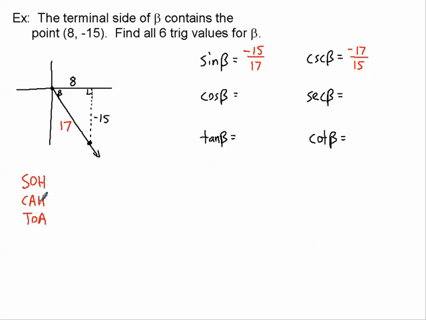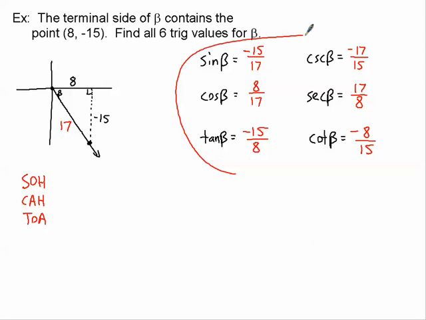Let's go to the CAH. CAH is cosine. That's adjacent over hypotenuse. That would be 8 divided by 17. And of course, the reciprocal of that is 17 divided by 8. And finally, my last one, my TOA. Again, I'm standing here, so it's opposite over adjacent. That's -15 divided by 8. The reciprocal of that, I'm going to keep the negative up top, -8 over 15. And that's how we would solve something like this.